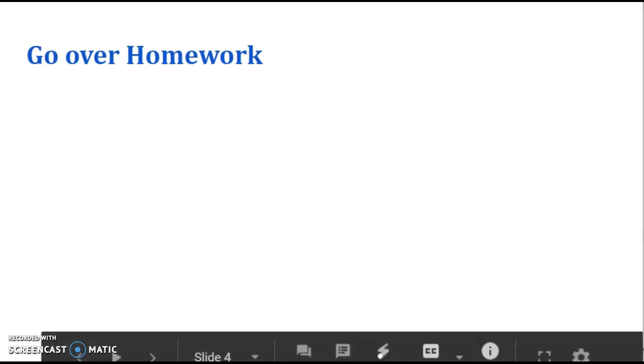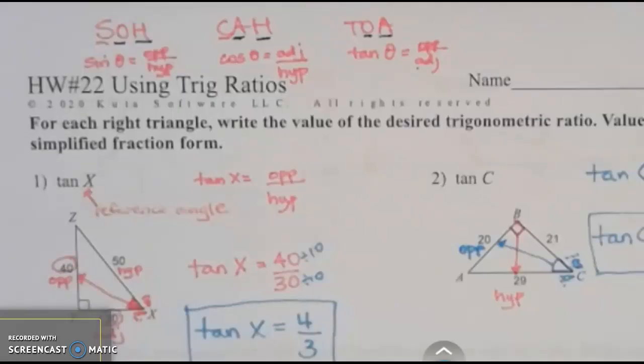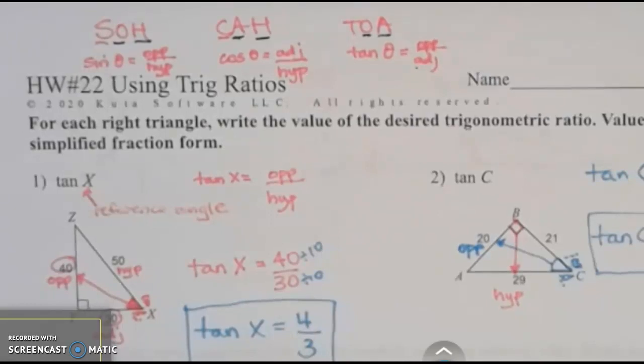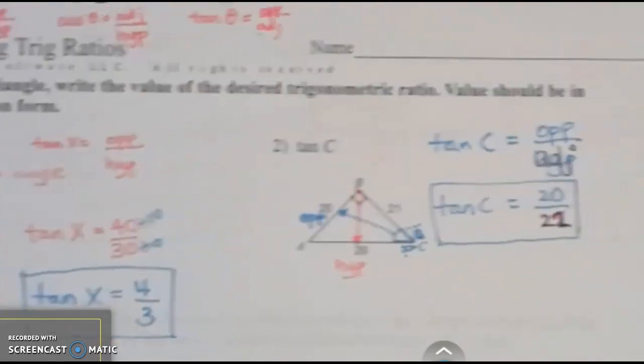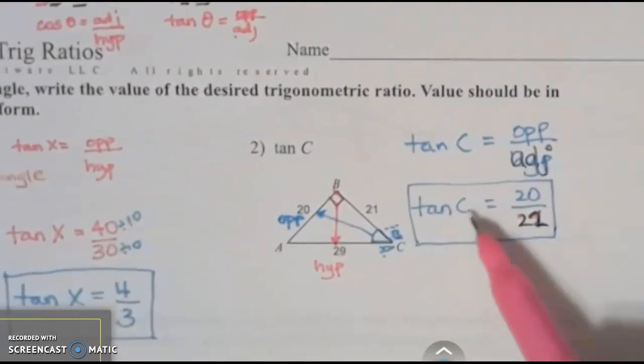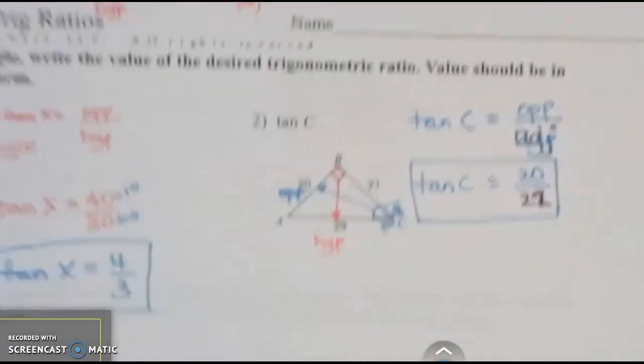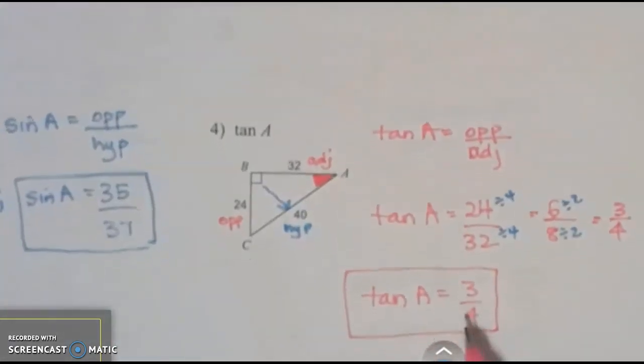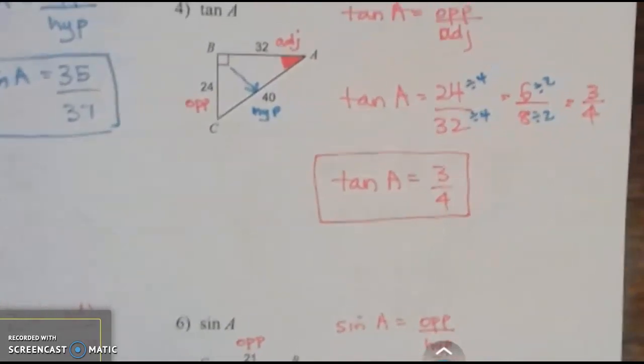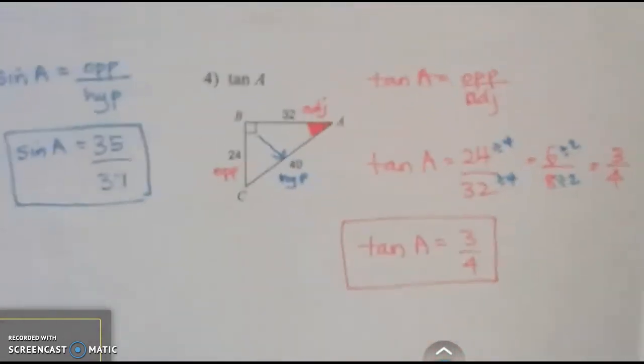Okay, so then I quickly went over the homework number 22 answers and 23 answers. Okay, so number 2, tangent of C is 20 over 21. Tangent of A is 3 over 4. And sine of A is 21 over 29. The next page.